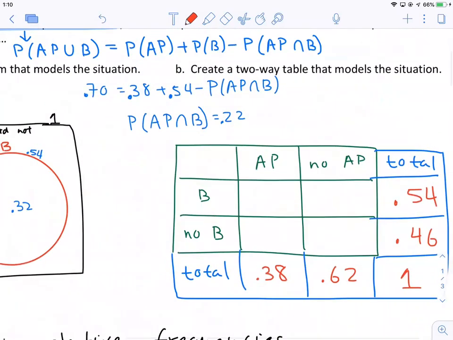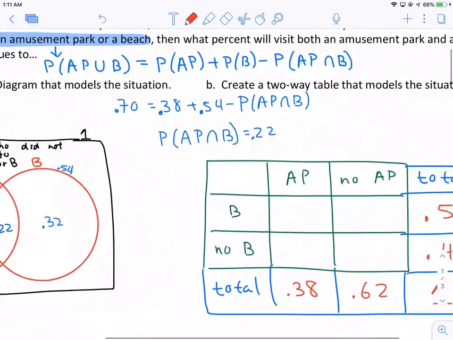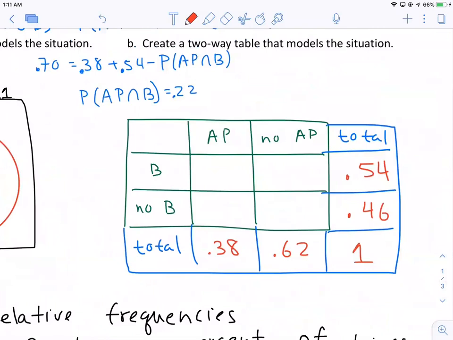And here's where we need to use the 70%. 70% will visit an amusement park or a beach. So it's kind of really tricky here. Amusement park or a beach. That means the sum of these 3 boxes is going to equal 70%, right?